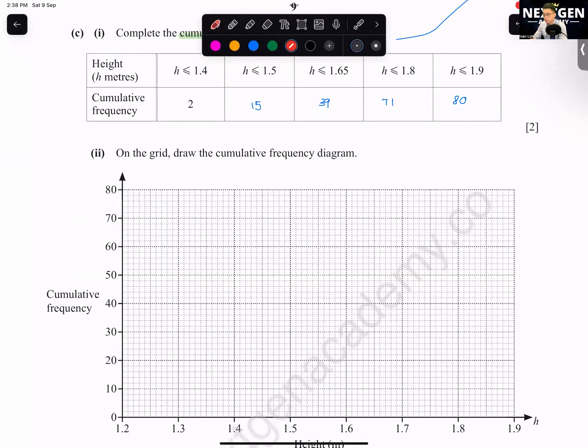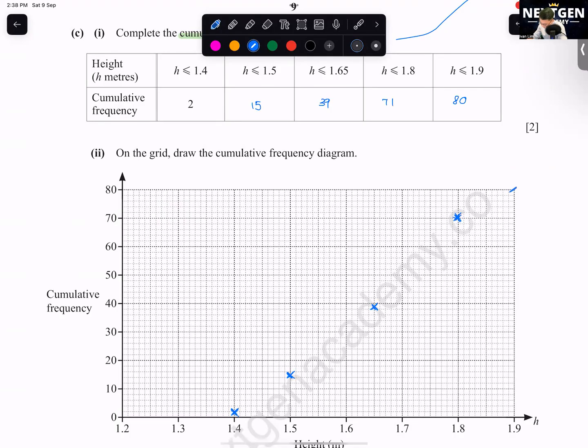One thing I want y'all to do, please don't write it as a dot. Put it as an X. Put a big X somewhere. And use pencil to plot it out. Otherwise, if you do anything wrong, you cannot erase it already. 1.5, 15. 1.65, 39. 1.8, 71.